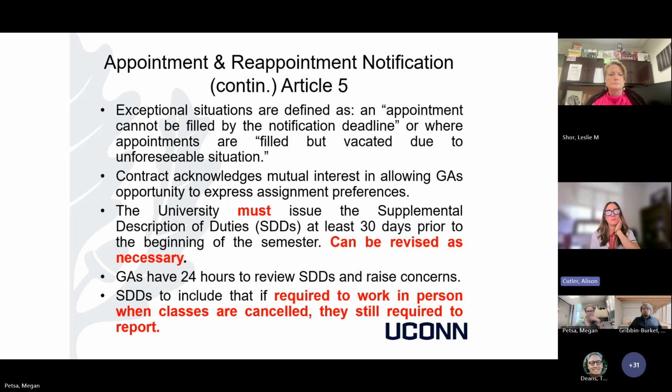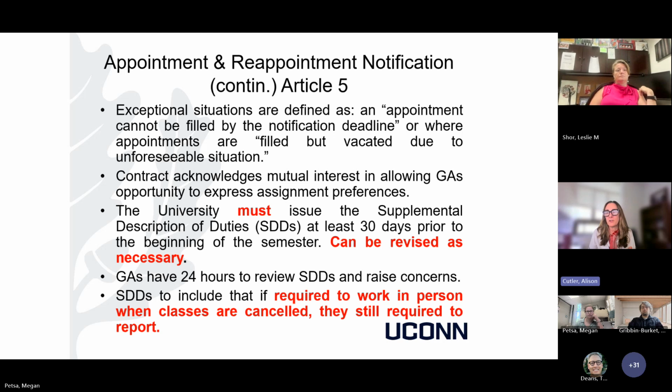All right, so supplemental description of duties. There was a lot of talk about that at the negotiating table. And in my experience, I don't think all departments are really following this, and I think they need to. I've had conversations with departments saying it's not possible for us to give them their SDDs with all the information 30 days prior to the start of the semester, because departments just don't know all that, especially for teaching assistant positions. So really what you should be doing is issuing the SDD 30 days prior to the beginning of the semester.